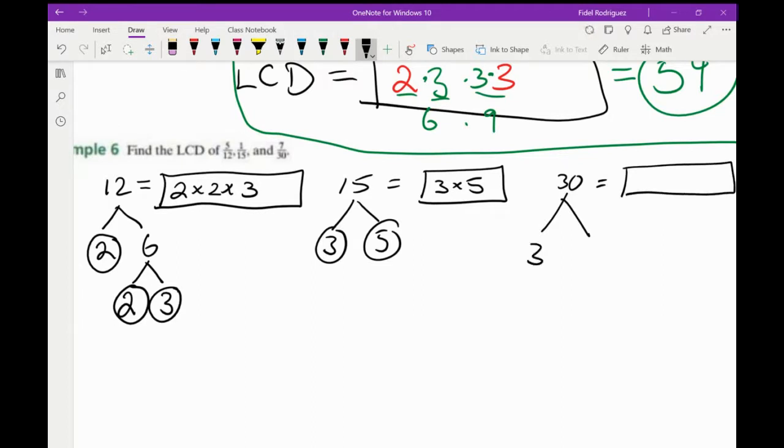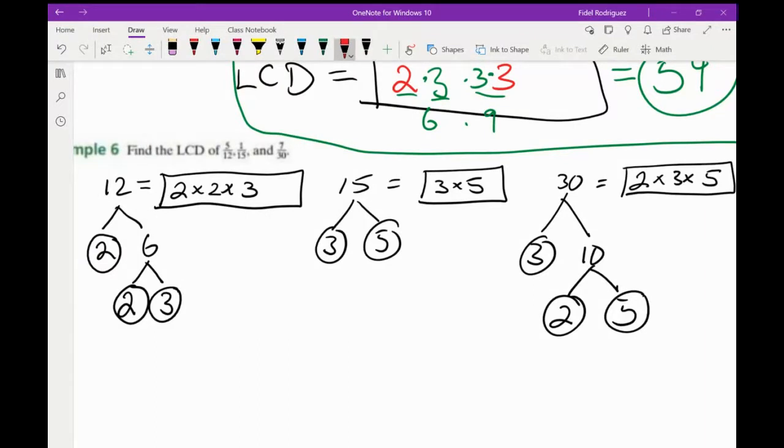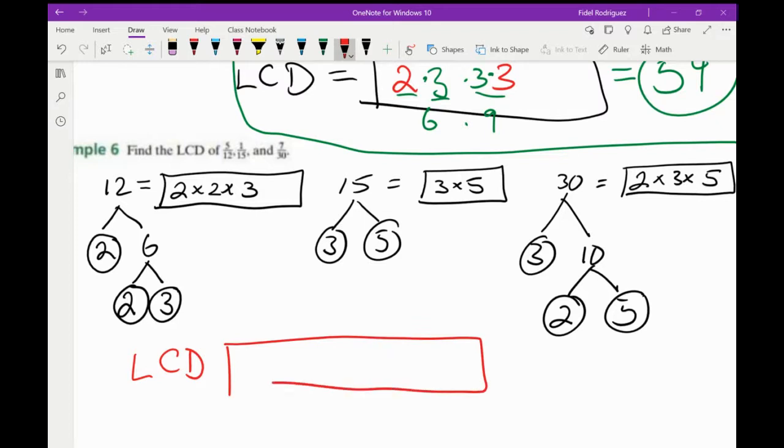So look, if I go 3 and 10, well, I know I can't break down 3, but I can break down 10 into 2 and 5. The only thing that I usually do, guys, when I write my numbers in the box, I put them in order. So I'm going to put a 2, and then a 3, and then a 5. Okay. Now I'm going to do my LCD now. So look, we're going to go LCD, and I'm going to put a big box right here.